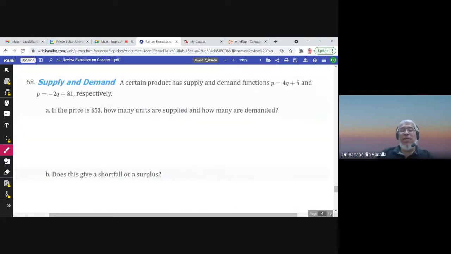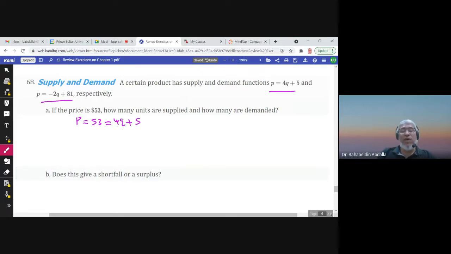A certain product has supply and demand functions. This is the supply and this is the demand, respectively. If the price is 53, so P is 53, how many units are supplied? Where is the supply function? This is the supply function. Let me solve for Q. I know the price is 53. It would be equal to 4Q plus 5.